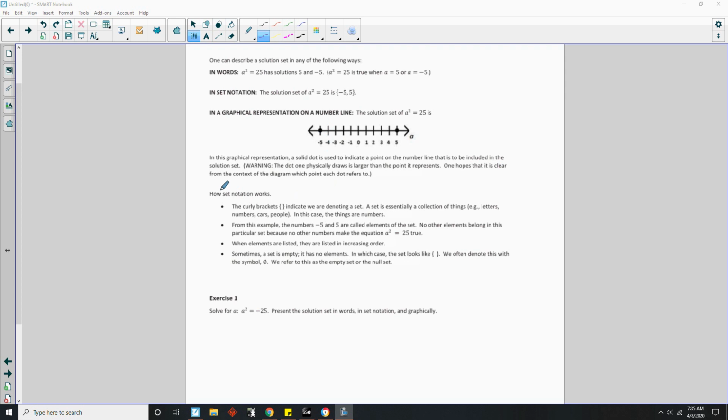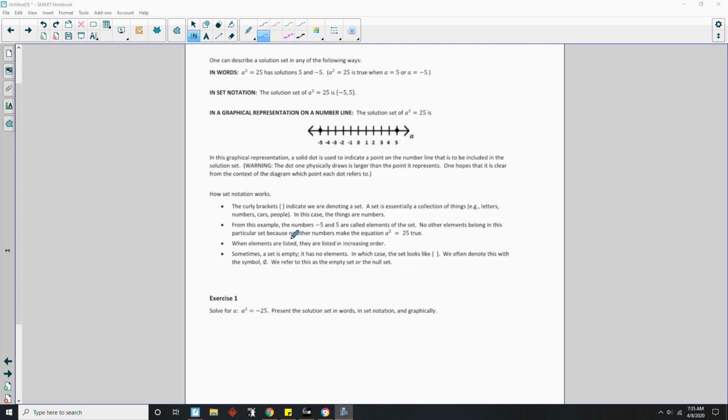Okay, so now it says how set notation works. The curly brackets indicate we are denoting a set. A set is essentially a collection of things. Example, letters, numbers, cars, people. In this case, things are numbers. From this example, the numbers negative 5 and 5 are called elements of the set. No other elements belong in this particular set because no other numbers make the equation a squared equals 25 true.